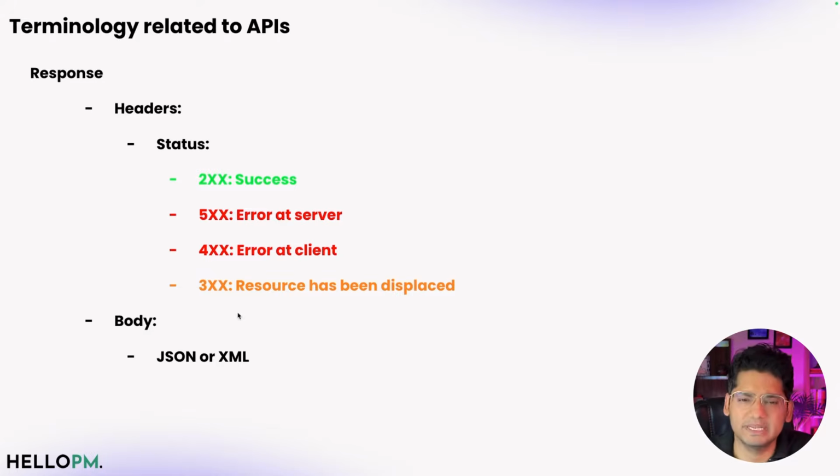Now there is the body. Based on whatever information you are asking for, if you are asking for maybe Google Maps, then it will give you a map sheet. If you are asking for a credit score, then it will give you the credit score. If you are asking for how many seats are available on your airline, then it will give you the required kind of data. So that is all contained in the body. Body could be in the form of JSON, XML, or any of the data formats that have been decided among the API provider and the consumer.